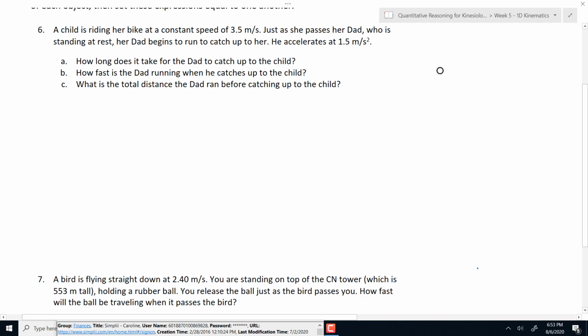Okay, so we have 2 different objects. We have a child and we have a dad. So when we write out the variables for the kinematic equations, we want to make sure we're clear of which object is being represented by which variable.